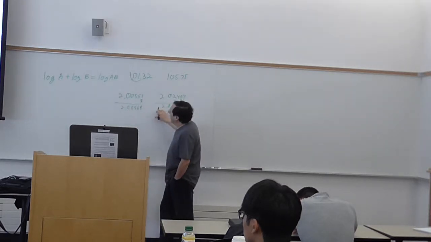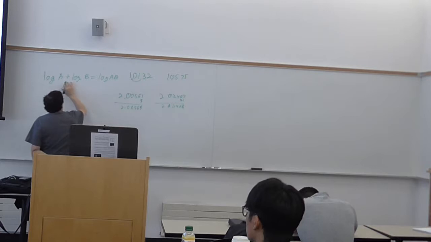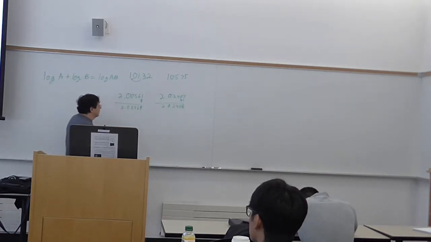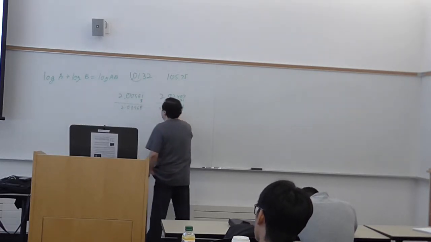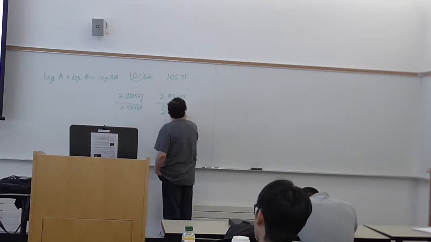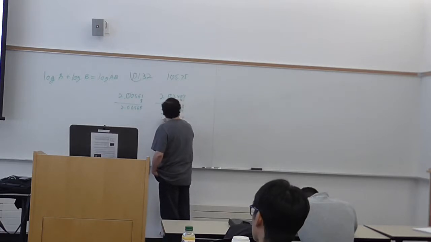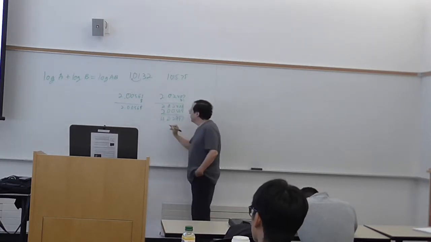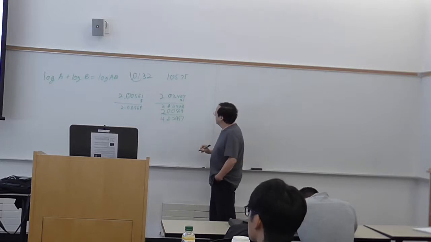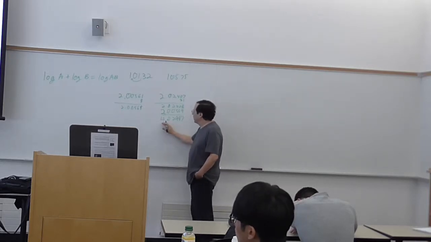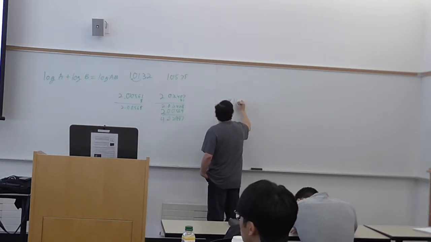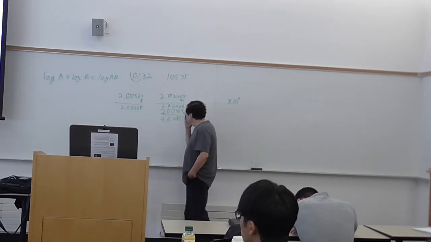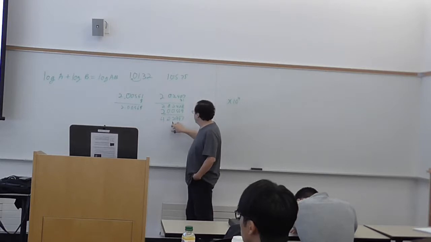Okay, so I have the log of A and the log of B. I'm going to add them. All right, that's, in this case, not too hard. 7, 9, 9, 2, 0.4. The 4 here just tells me my exponent. This is going to be a number between 1 and 10 times 10 to the 4th. Now, what do I do with this?